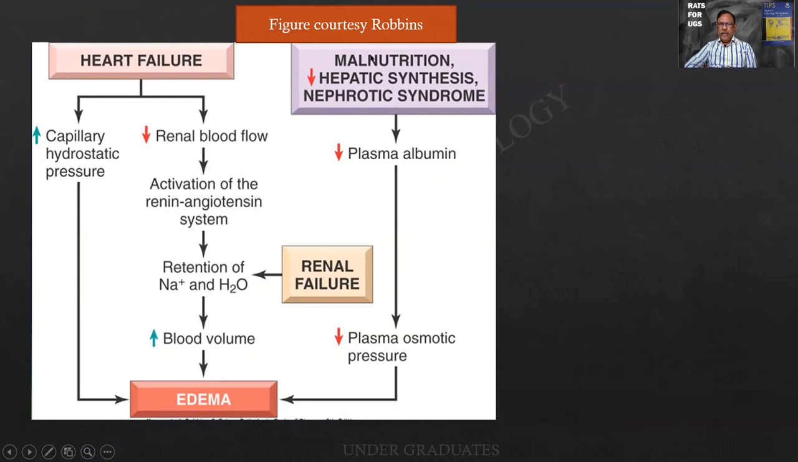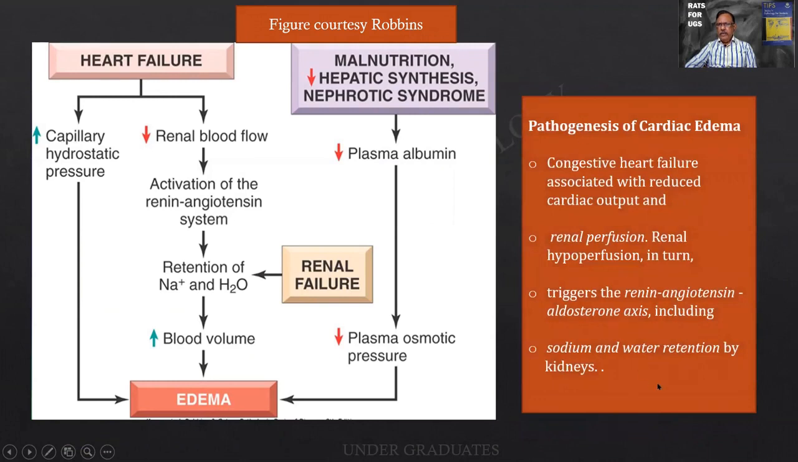Other conditions are malnutrition, then reduced hepatic synthesis, nephrotic syndrome, all leading to hypoproteinemia or decreased plasma albumin. And this can lead to reduced plasma oncotic pressure leading to edema. Starling's hypothesis. Renal failure, sodium retention, again leading to edema. Please remember this flow diagram. Etiopathogenesis of edema, you draw this, you get 90% marks.